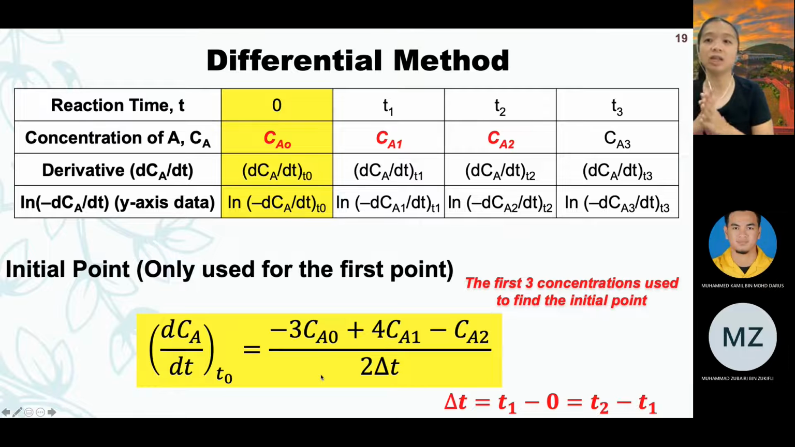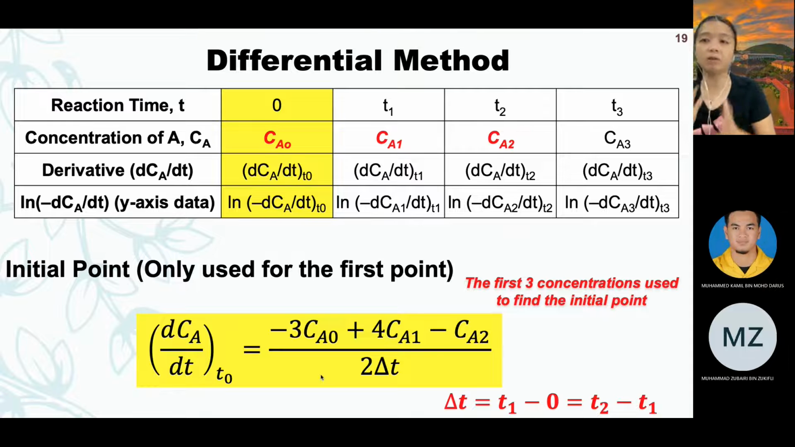So delta T is the time gap at which you take your readings. Say you take every 5 minutes. Say minute 0, minute 5, minute 10, minute 15. So the gap is 5 minutes, right? So delta T is 5, then multiply with 2. Or let's say you take your readings every 10 minutes. Minute 10, 20, 30, 40. So the time gap is 10 minutes. So delta T becomes 10.